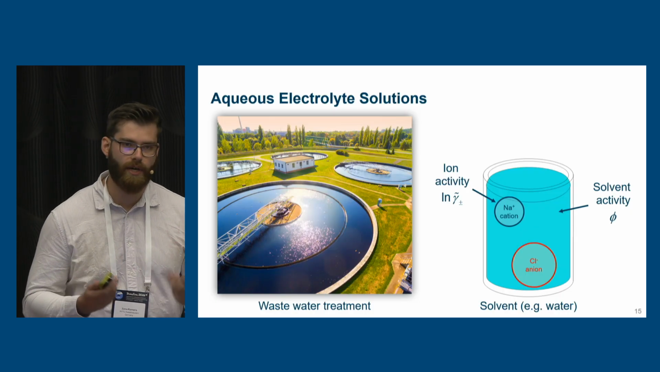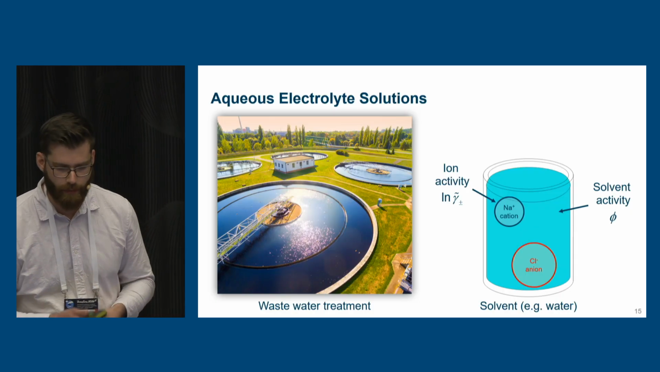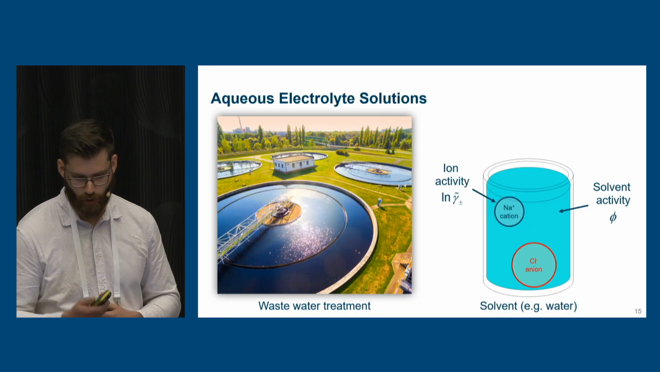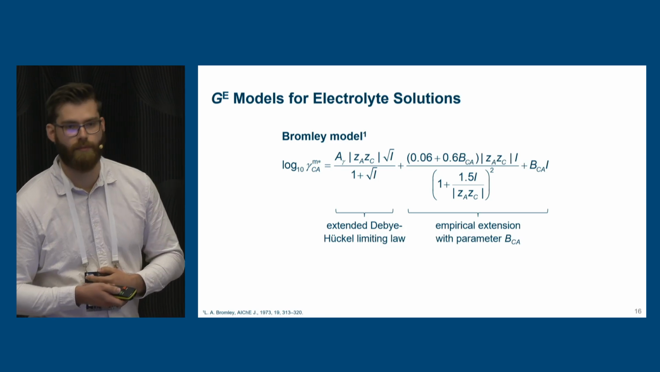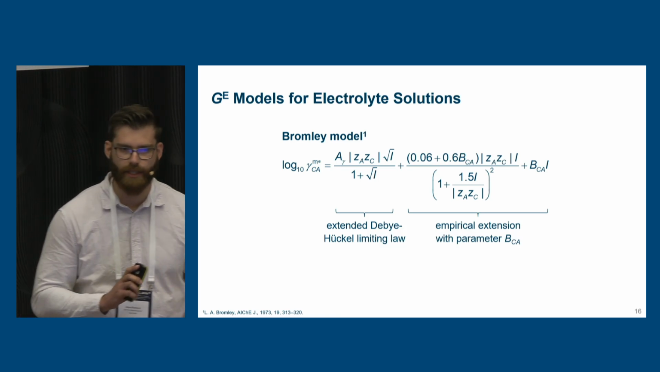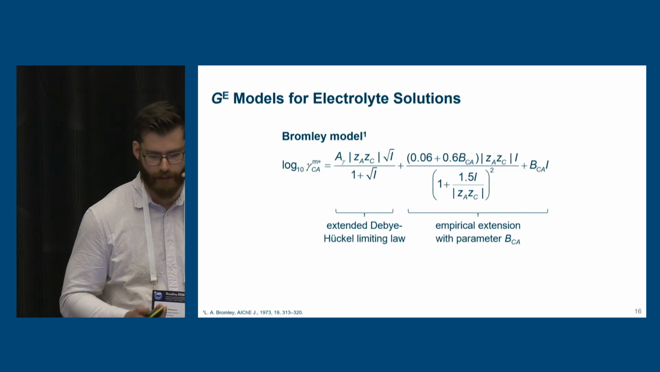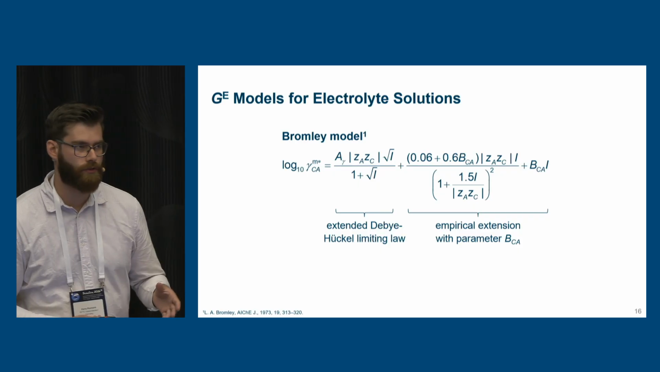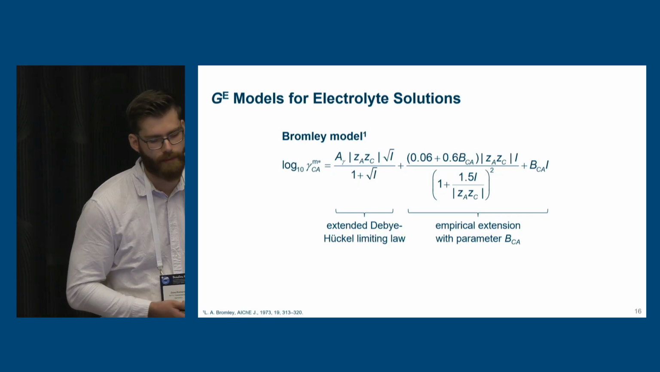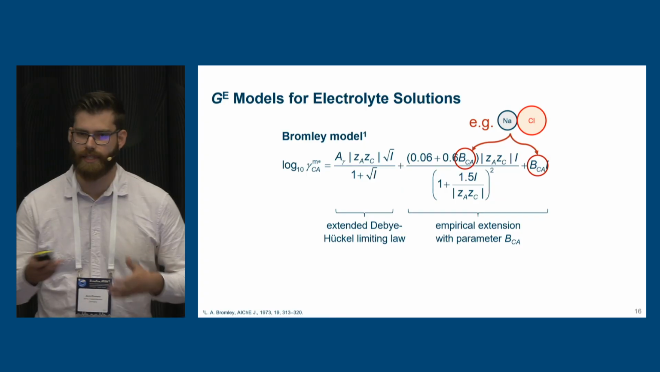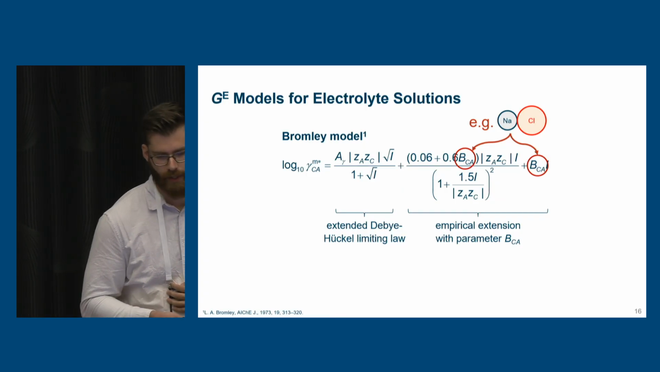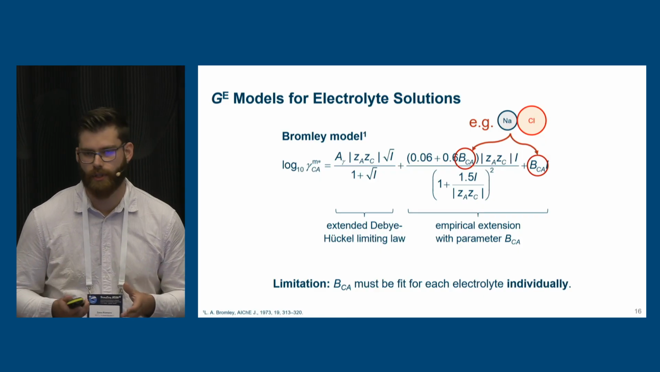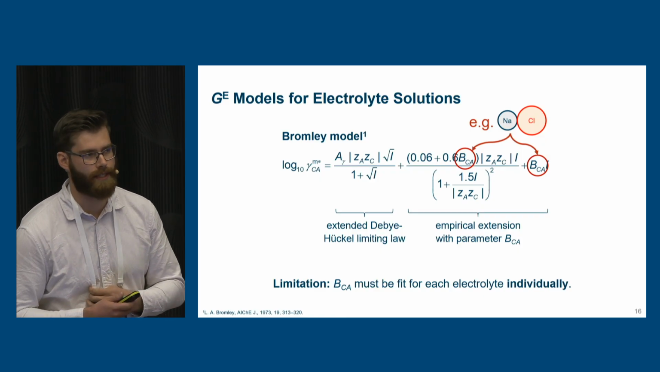Now, unfortunately, we don't always have experimental data available for every system, so we often need to rely on established thermodynamic models. And one such model is the Bromley model. I won't go into too much detail here, but the important thing to retain is that it allows us to calculate the activity coefficient of electrolyte, ion, or solvent as a function of concentration, and for this it uses a single electrolyte-specific adjustable parameter, BCA. So, for example, one parameter specifically for sodium chloride. This is also the limitation of this model, though. This BCA parameter must be fit individually for every single electrolyte based on experimental data.